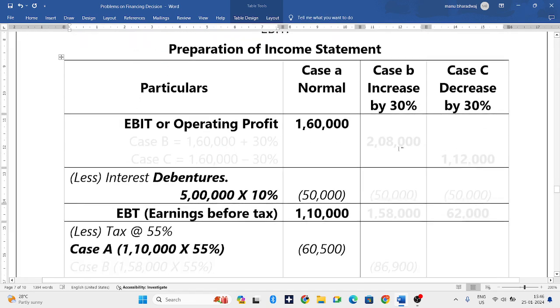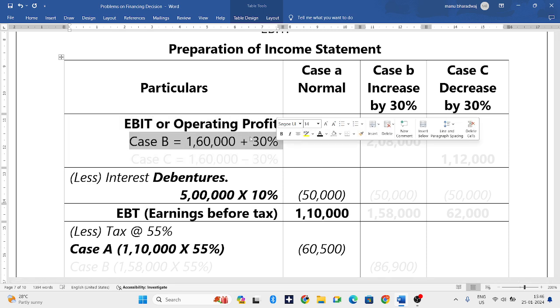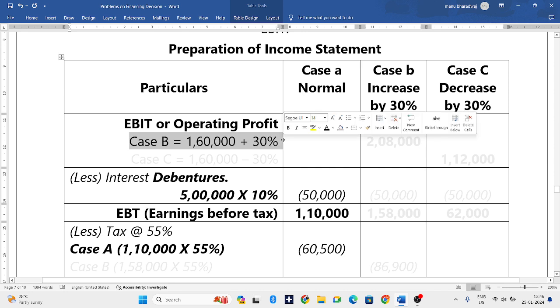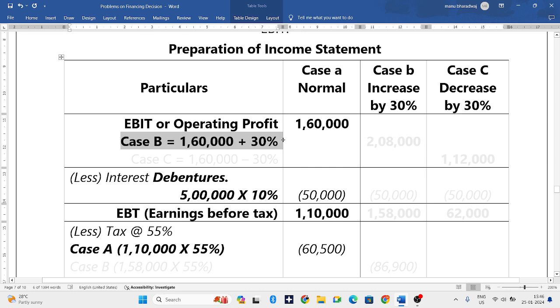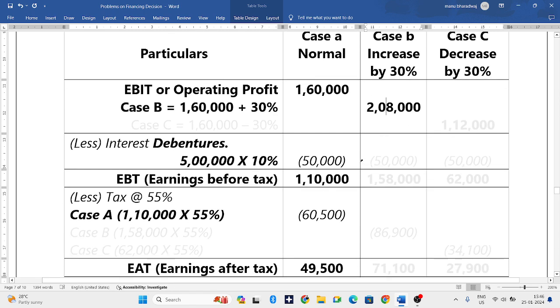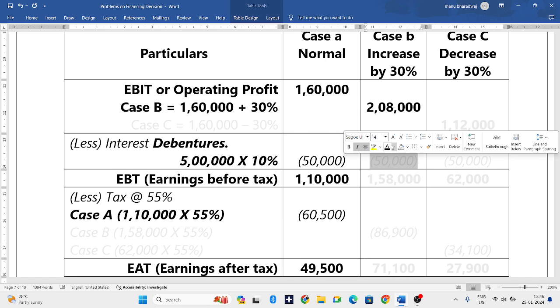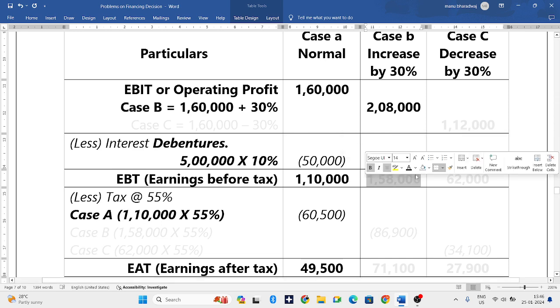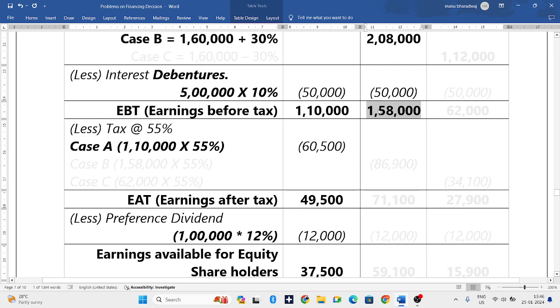Similarly, we have to do for case B. For case B, they have told that increase by 30%. So 1,60,000 plus 30% will be 2,08,000. Again, interest on debentures 50,000 will be given. Reduce that 50,000. We will get 1,58,000. Now on this 1,58,000, we have to charge tax of 55%. So 1,58,000 into 55%, we will get 86,900.